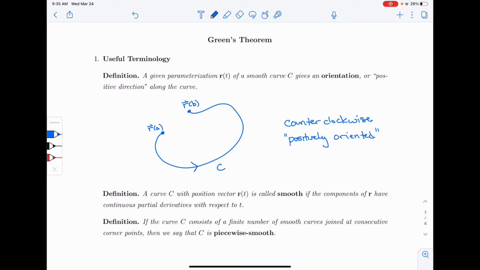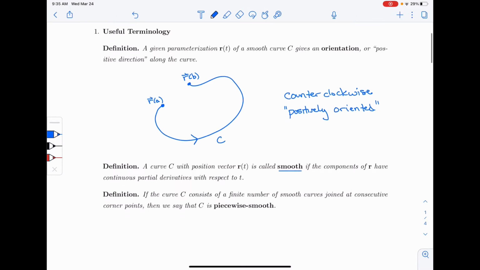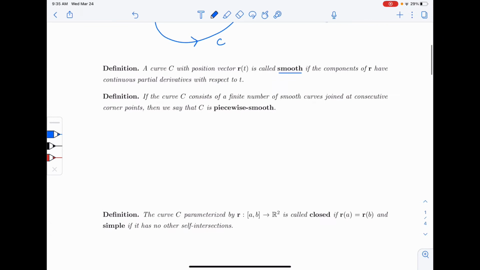Second, a curve C with position vector r of t is called smooth if the components of r have continuous partial derivatives with respect to t. So if we have a parameterization r of t, we can take derivatives, and those derivatives are continuous, then we call that curve smooth. If the curve C consists of a finite number of smooth curves joined at consecutive corner points, then we say that C is piecewise smooth.